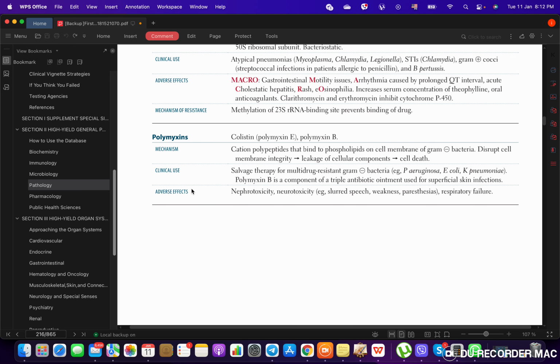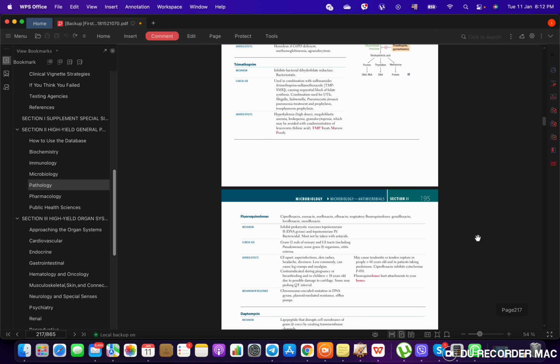Keep in mind that this drug has some really bad side effects, thus we don't like to use it orally, like neurotoxicity. The neurotoxicity will lead to slurred speech, weakness and paresthesia, and even respiratory failure.